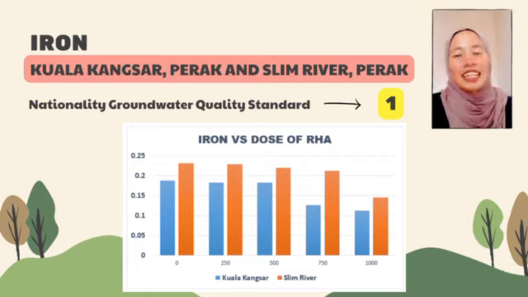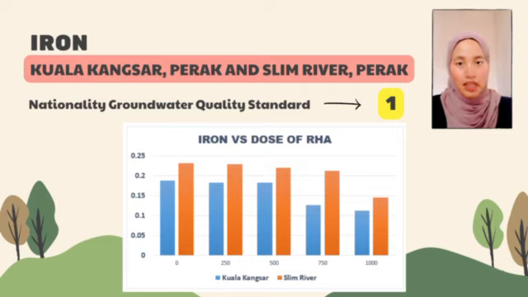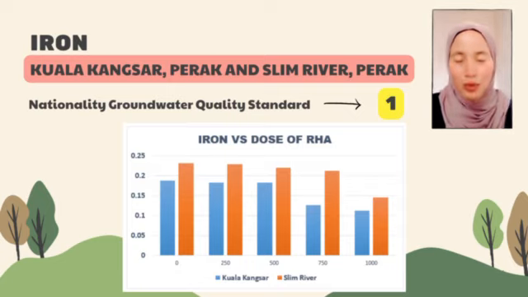Okey, ini adalah graf perbandingan antara dua lokasi bagi iron test. Dan apa yang kita boleh lihat, pada dos 1000 mgl adalah paling rendah. Jadi kesan rice husk ash pada iron adalah sangat membantu untuk mengurangkan iron dalam air tersebut.